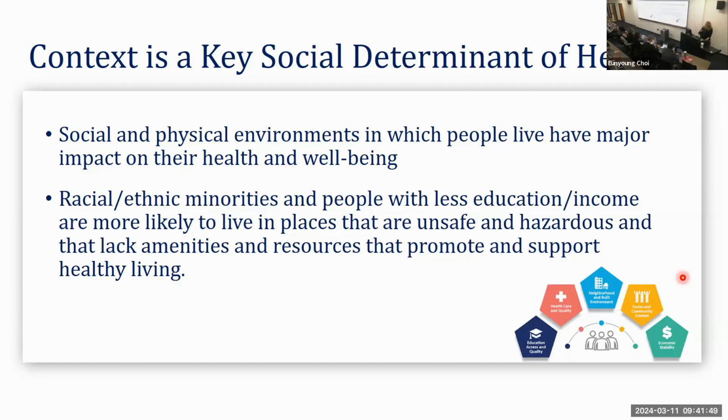So racial ethnic minorities and people who have lower levels of education, less income, are more likely to live in places that are unsafe and hazardous. They're more likely to live in places that lack amenities and resources that promote healthy living. So these are major areas where we can actually make changes to improve lives.